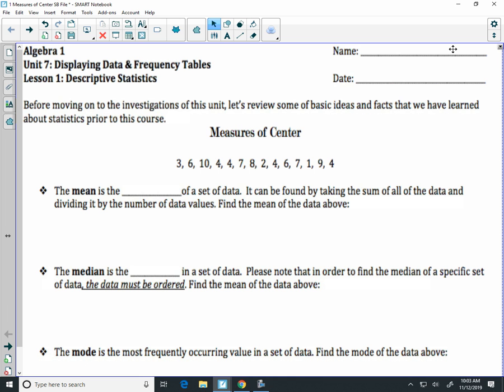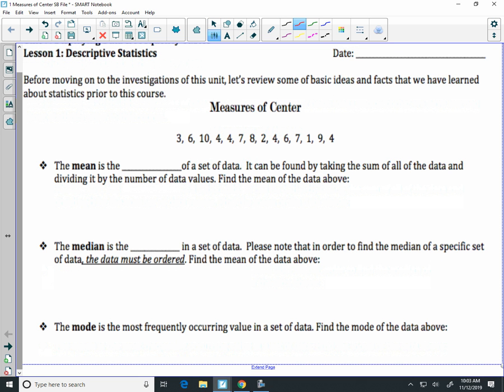Today is all about mean, median, and mode, and 5-number summary. I think that you have seen this before. If you haven't seen it before, we're going to show you some new stuff on Desmos anyway. So the mean of the data set is the average. It can be found by adding up your data and dividing it by the number of data values. So you could absolutely do that.